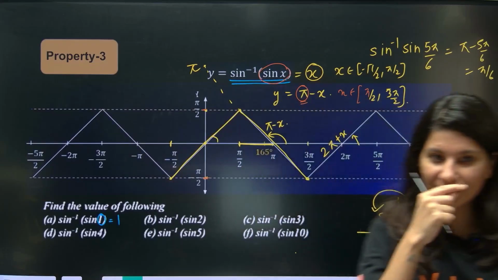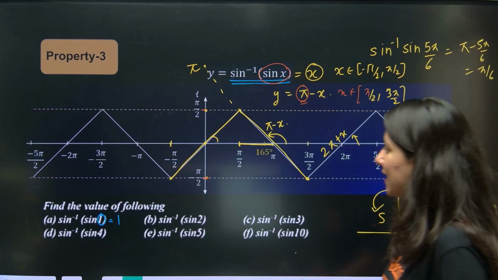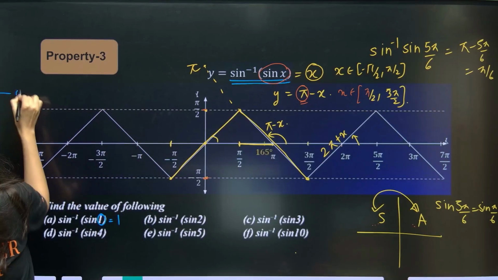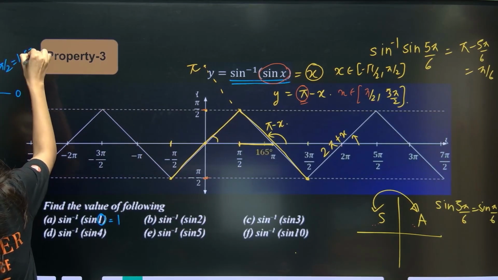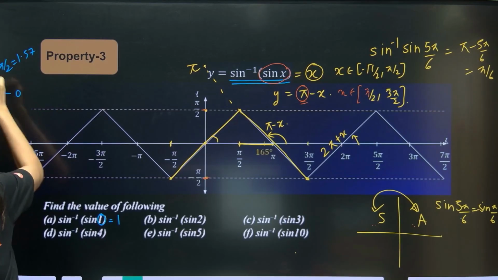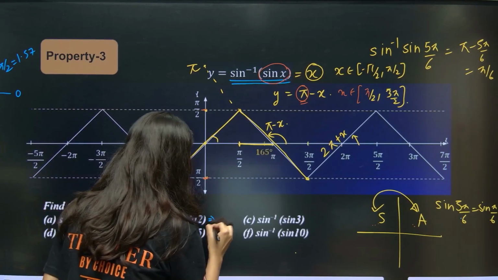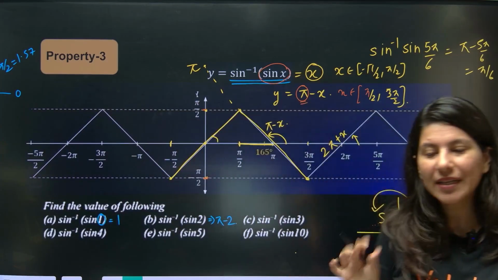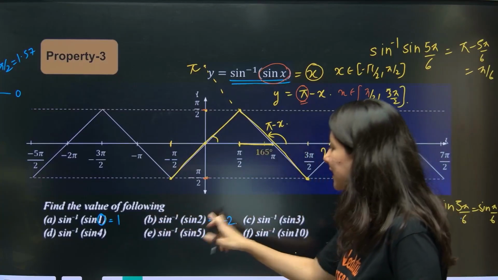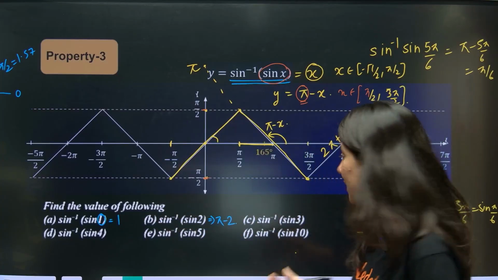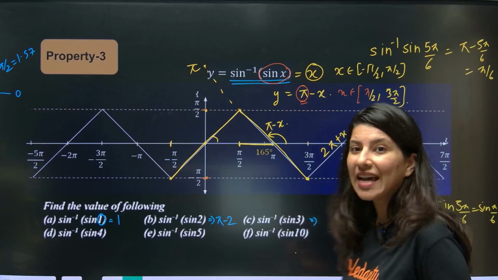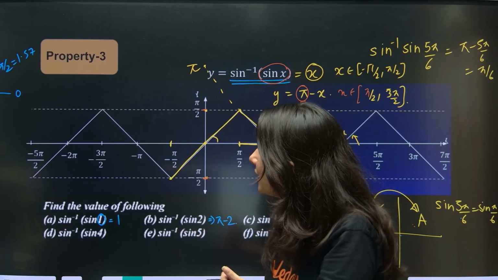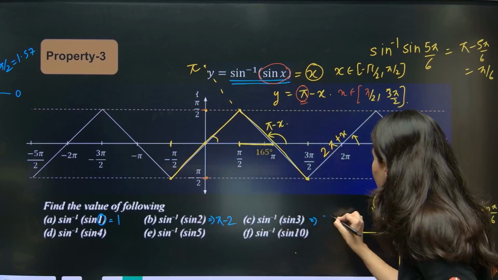Start solving questions now. Okay. Sine inverse sine 2. Ma'am, 2. Hold on. So this is 0. This is pi by 2, which is 1.57. This is 3.14. So 2 lies in the second quadrant. Sine inverse sine 2 will become pi minus 2. In the first quadrant you will get exactly the same; in the second and third quadrant both, pi minus 2. Now this is sine inverse sine 3. Which quadrant? Tell me. Ma'am, which quadrant? Hold on. 3 is also, ma'am, in the second quadrant. So it is pi minus 3.